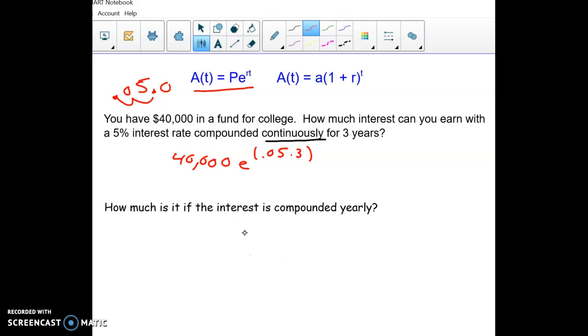And if it was the yearly formula, it would look somewhat the same: 40,000, and then 1 plus the rate again, so 5%, and raised to the power of 3, because we want to know after 3 years. So we can do these on the calculator and compare and see which one is better. Hopefully you remember which one is better.